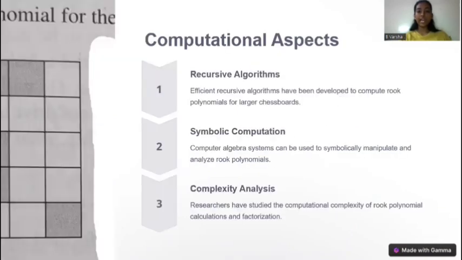Coming to computational aspects. First is recursive algorithms. Efficient recursive algorithms have been developed to compute rook polynomials for larger chessboards. Second is symbolic computation. Computer algebra systems can be used to symbolically manipulate and analyze rook polynomials. Third is complexity analysis. Researchers have studied the computational complexity of rook polynomial calculation and factorization.